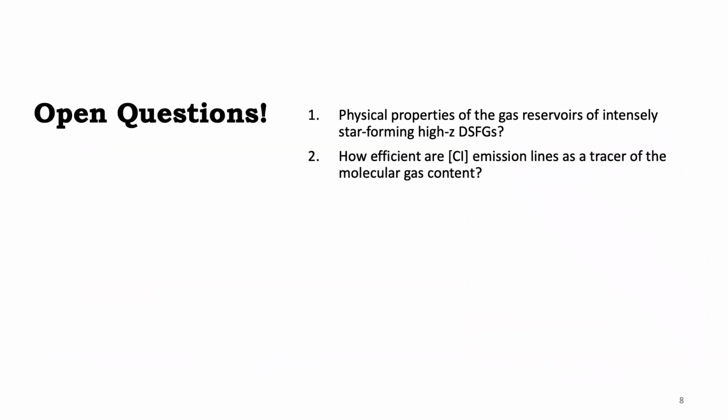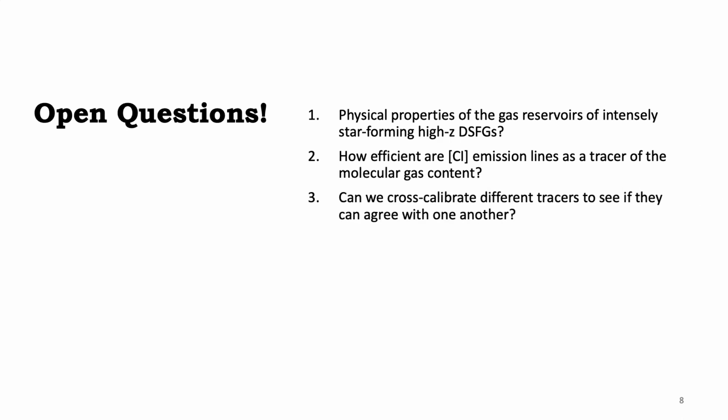So how do we really study the physical properties of these galaxies? And how efficient is C1 specifically in comparison to the other 2 tracers? And since all of them have their own limitations, is there a way we can cross-calibrate these tracers and check whether they agree with one another or not?